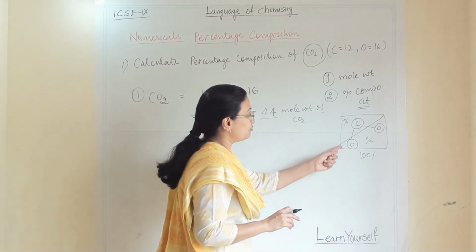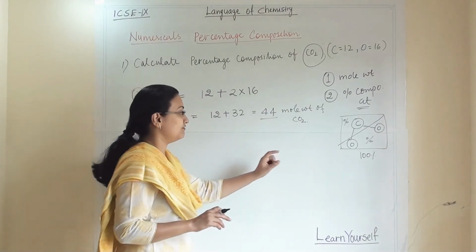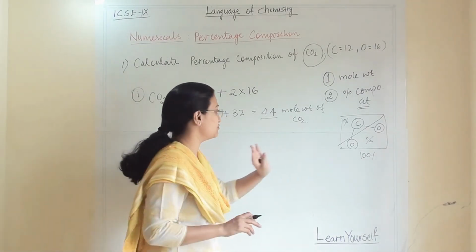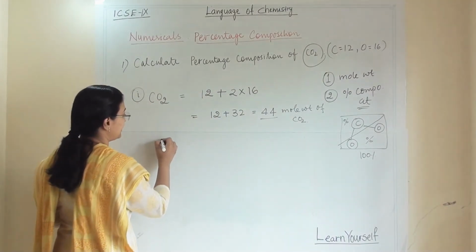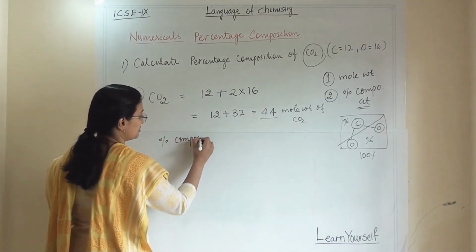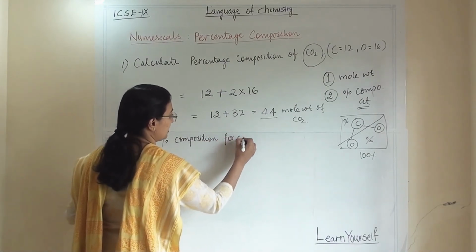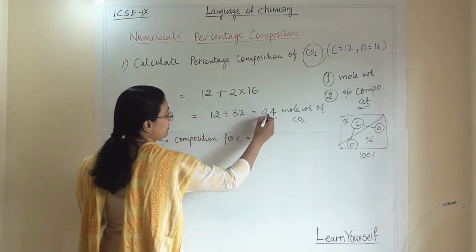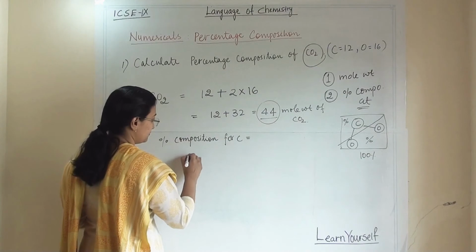In this we have to find out the composition for carbon and oxygen. And we always find out the percentage with respect to 100. So how we are going to solve it? For the first step, we are finding out the percentage composition for carbon. So it is going to be the weight of total molecule is 44.